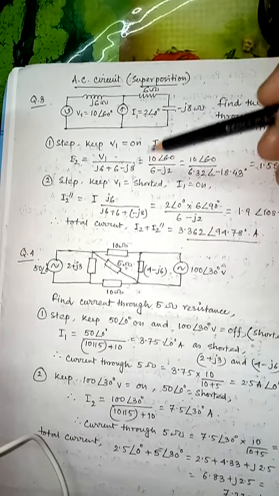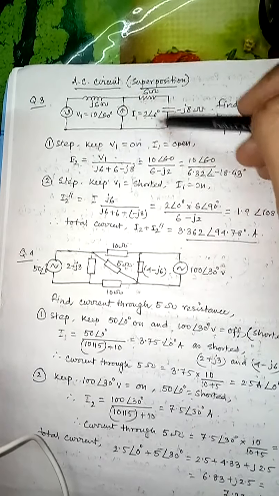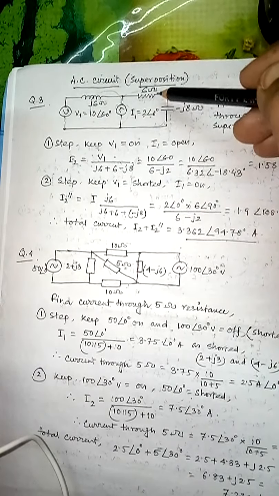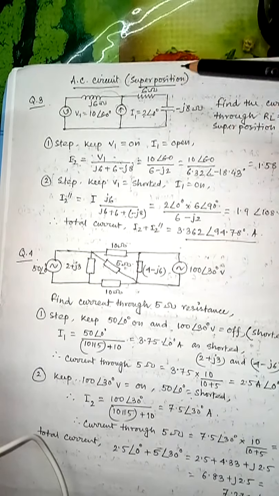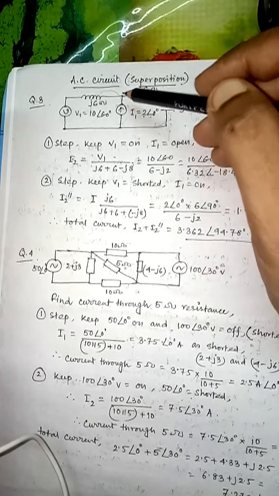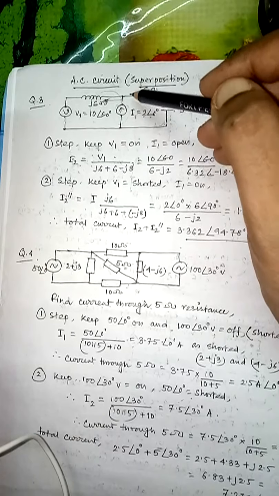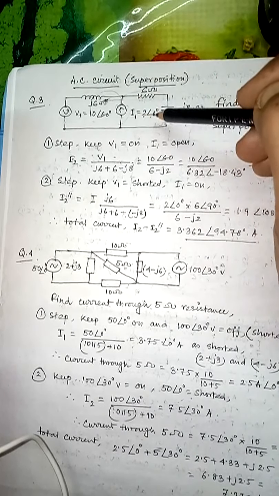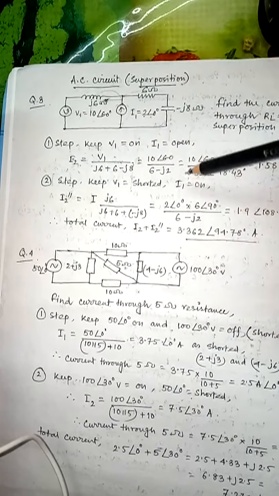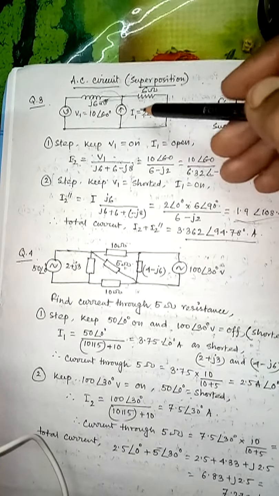In the same way, when the voltage source is shorted and the current source is active, the current gets two paths. What is the current flow of I2? I2 is the particular current they are asking for, so that is J6 by J6 plus 6 plus minus J8, into this. How to get that? What is I2 basically?